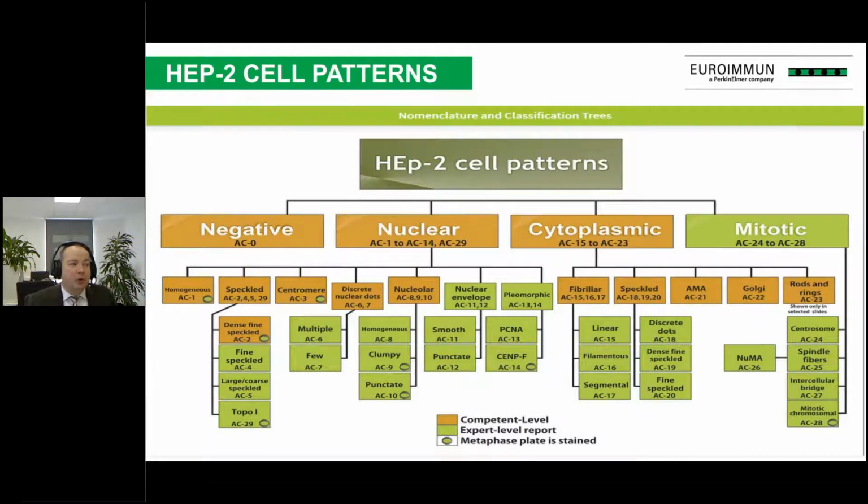Now I would like to present you the current ICAP tree with patterns. Some of them are also groups of patterns. Some of them are brown, it means competent level. Some of them are green, it means expert level report. You see it here. And some of them have these cells inside, it means metaphase plate. It's also important for the diagnostic, it's stained.